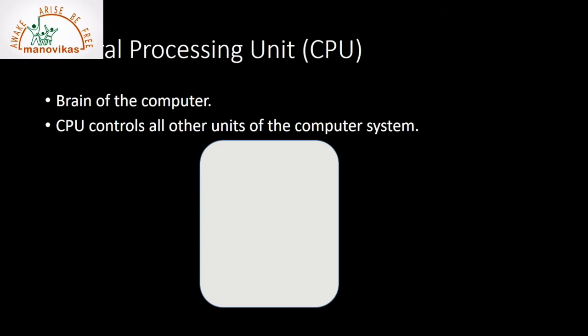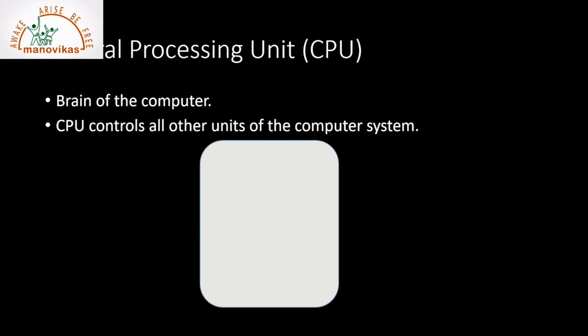We also have a processing device, the Central Processing Unit, also known as a CPU. CPU is the brain of the computer. Just like in humans, the brain is the most important part, in a computer the CPU is also the most important part.